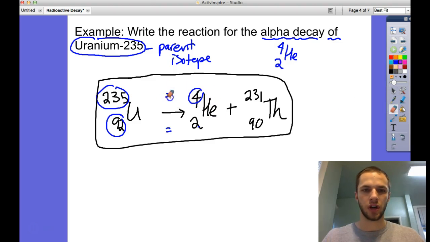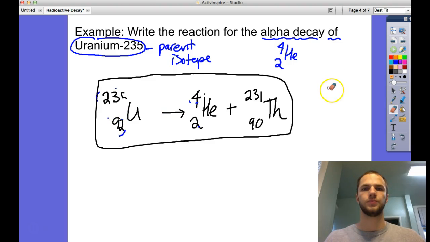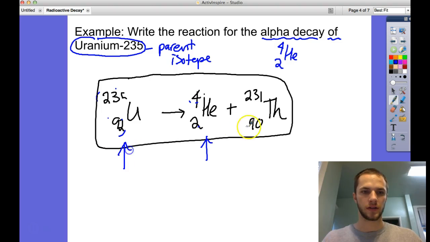You don't need to show these equal signs and circle all this stuff. I was just doing that to emphasize how we were solving the problem. So if you wanted to clean it up, you can go ahead and do that too. But that's how we would write a reaction. And just to remember, this is the alpha particle right here. This is my parent isotope, and this is my daughter isotope.